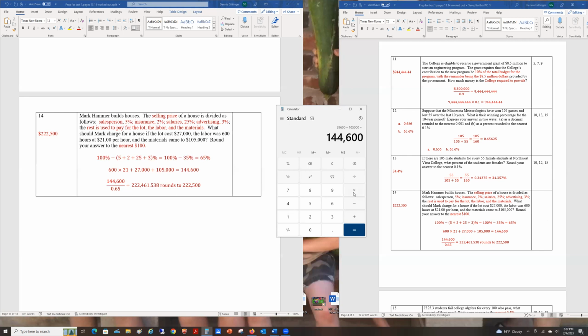So the selling price times 0.65 is equal to that. So that divided by 0.65 is the only way that makes sense to work this problem. However, if I didn't say to round it, you'd put $222,461.54, because the 8 is big enough to bump it up. But I said round it off to the nearest $100.